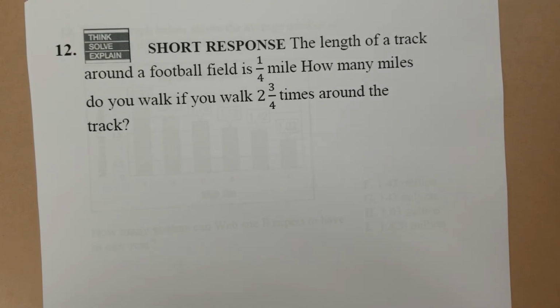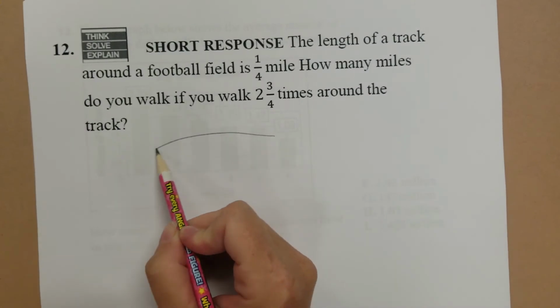Question 12. The length of a track around a football field is 1/4 mile. How many miles do you walk if you walk 2 3/4 times around the track? Let's draw a picture of the track.